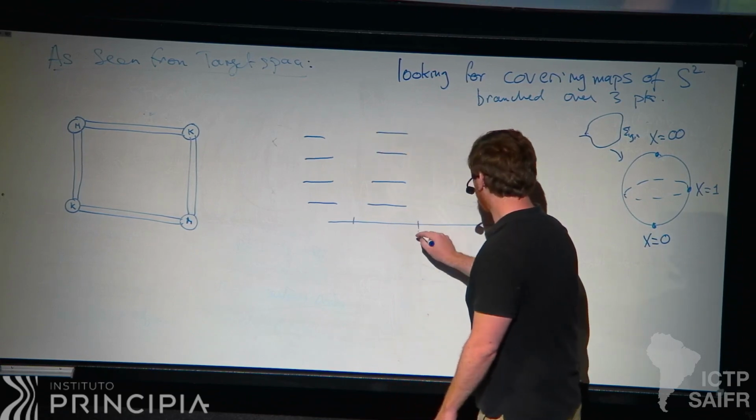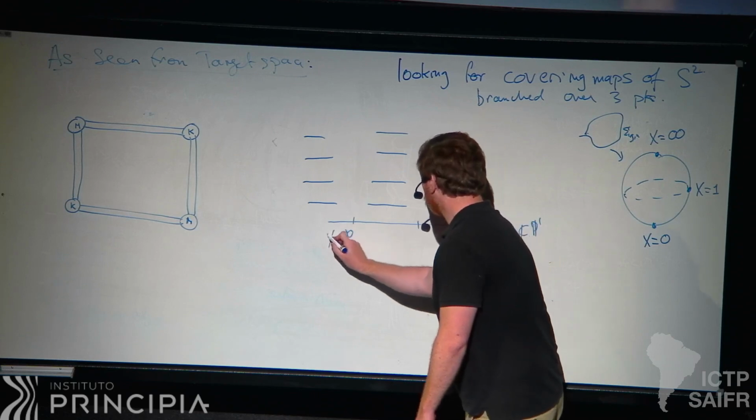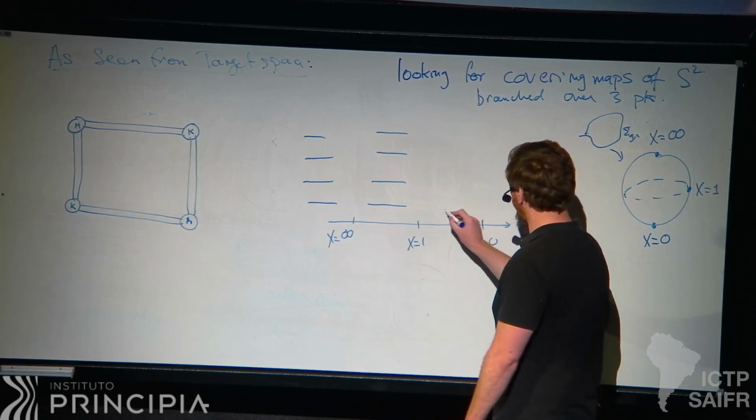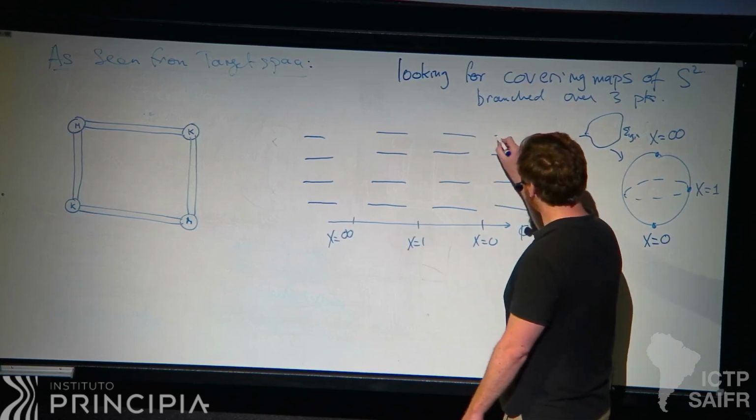Okay, so this is, what do I call it? Infinity. This is x equals 1. Say x equals 0. Okay. Now what's going to happen?